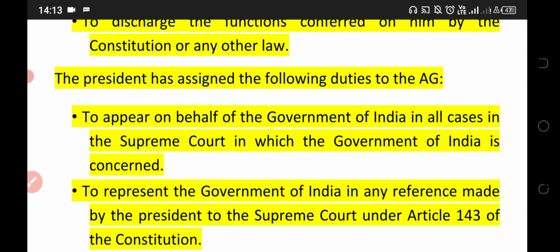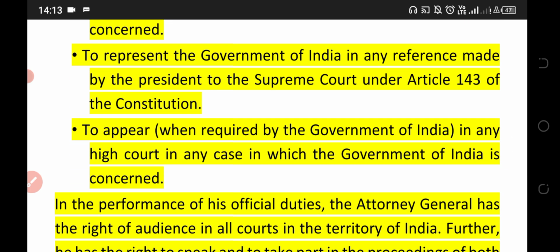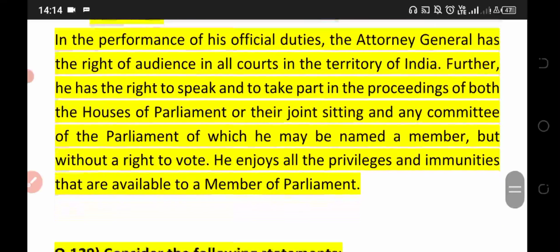The President has assigned the following duties to the AG: to appear on behalf of the Government of India in all cases in the Supreme Court in which the Government of India is concerned, to represent the Government of India in any reference made by the President to the Supreme Court under Article 143 of the Constitution, to appear when required by the Government of India in any High Court in any case in which the Government of India is concerned. In the performance of his official duties, the Attorney General has the right of audience in all courts in the territory of India.